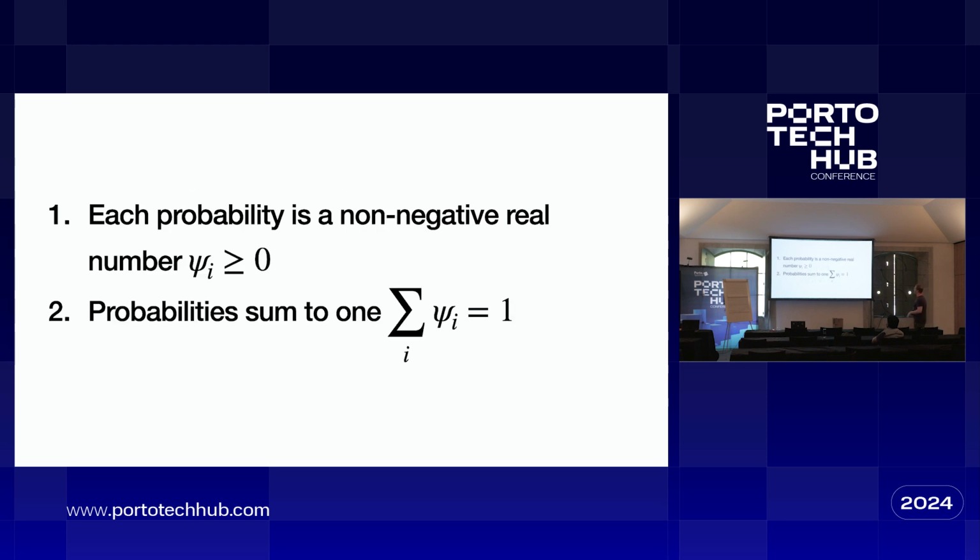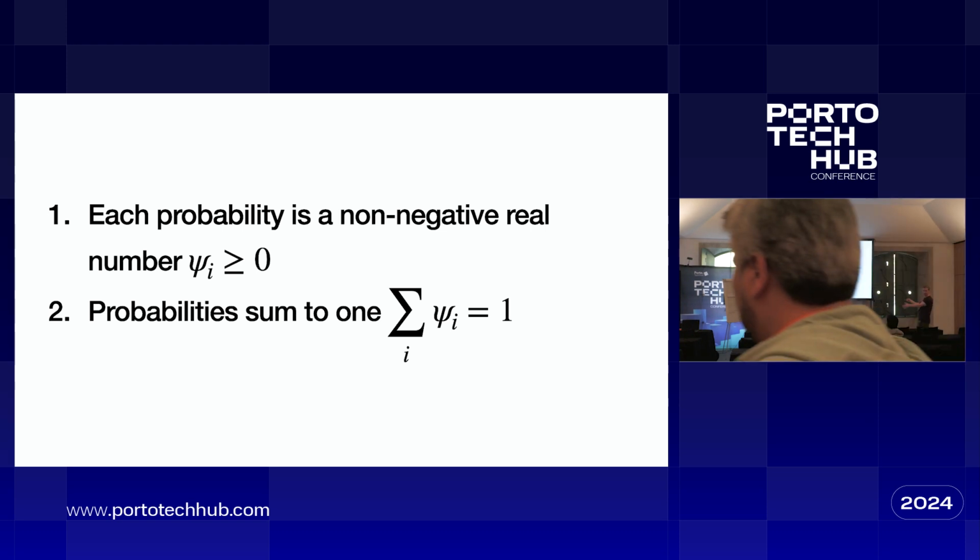And immediately we see that there are some constraints on what we can do here. Each probability is a non-negative real number, and they have to sum to 1. Important, trivial, but important. It's a definition.